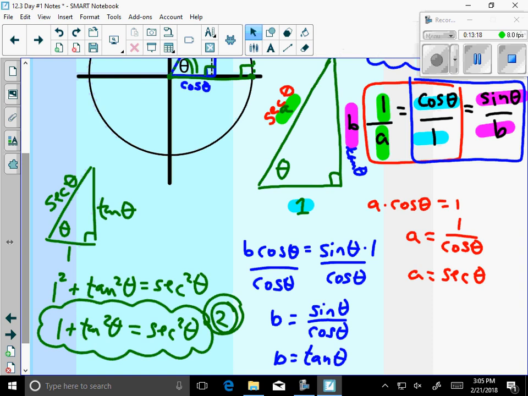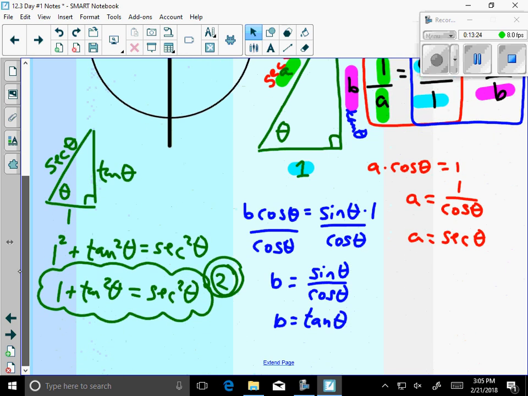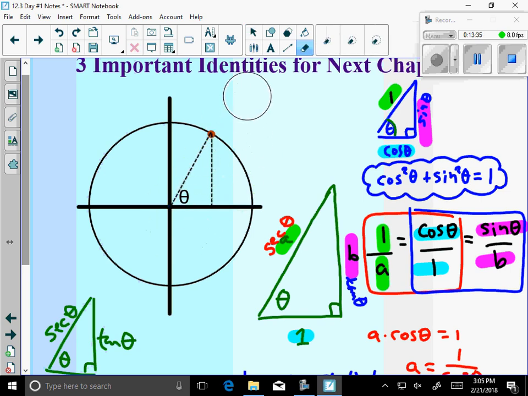Okay, let's review. Identity number 1, we had cosine squared plus sine squared equals 1. Identity number 2, we had 1 plus tan squared equals secant squared. Let's go identity number 3. Let me see if I can get rid of the green, I might as well just scratch it. Okay, let's sketch the final triangle. Let me toss this back up there. That's 1, that's sine theta. That's 90, that's cosine theta.